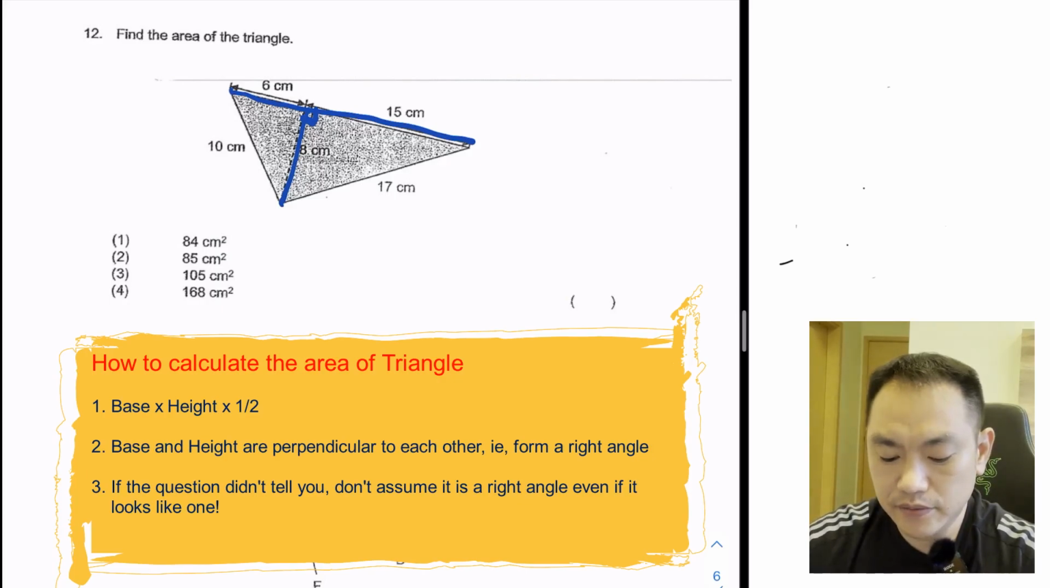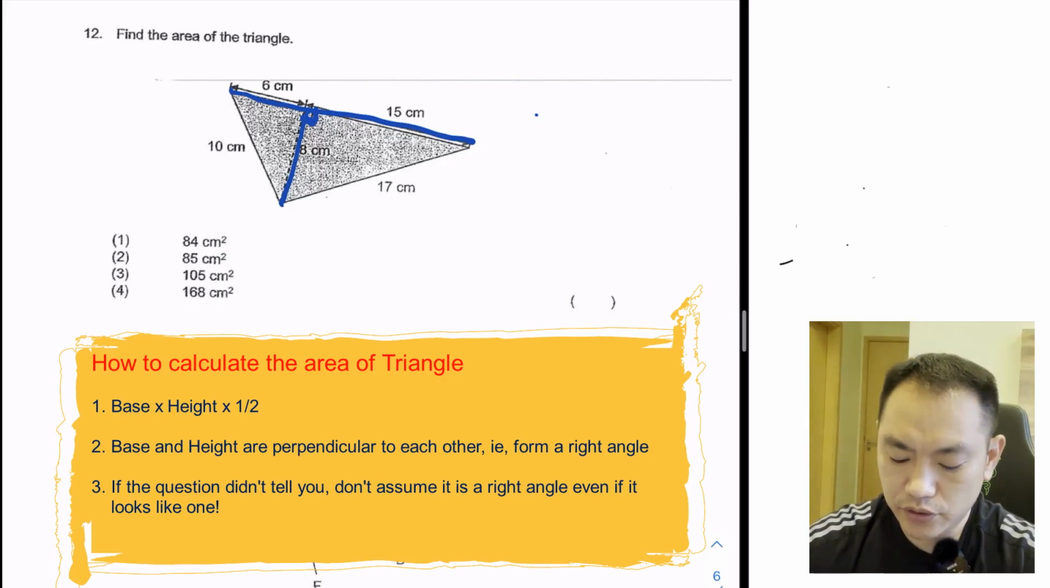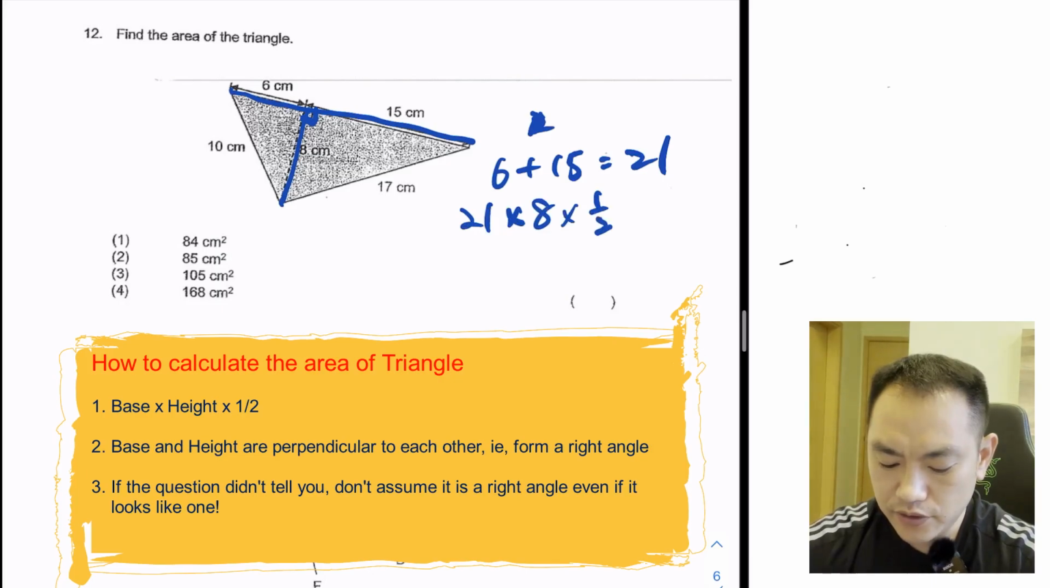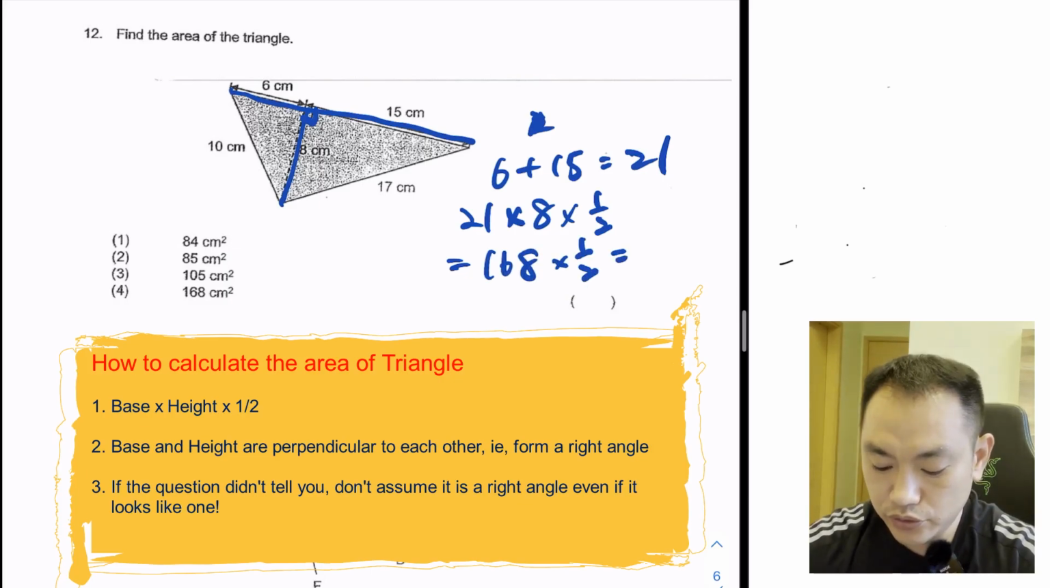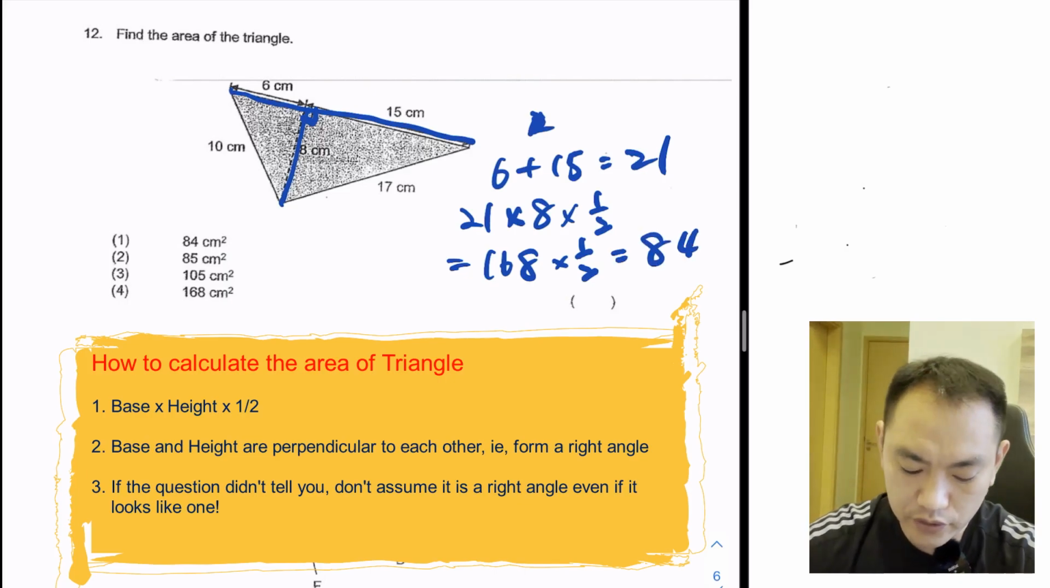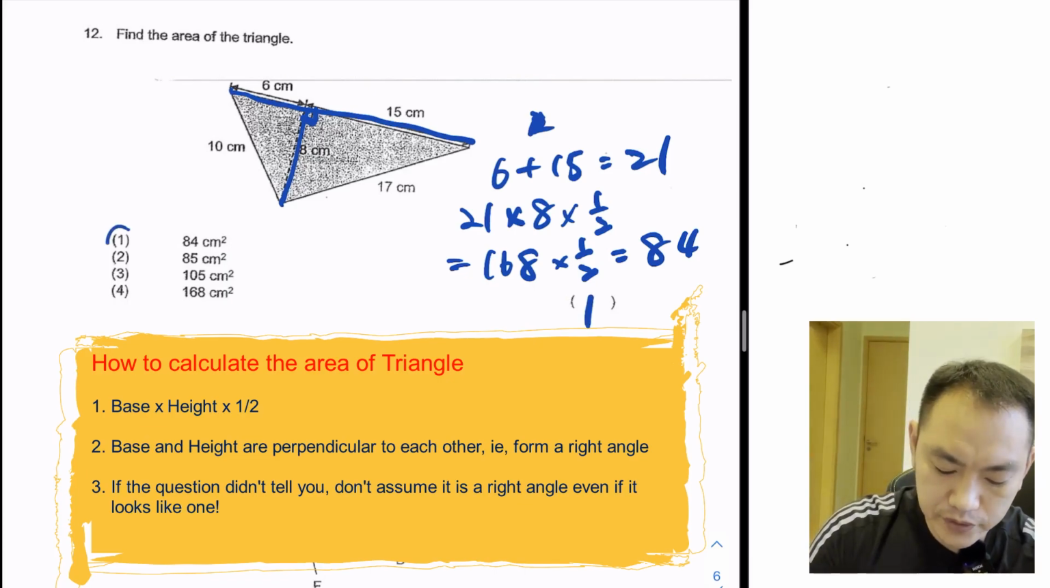So the base is 6 plus 15, which is 21. So the formula is 21 times height times half. The calculation is quite straightforward. 21 times 8 is equal to 168, times by half equals to 84. Okay, so that's basically the answer. 84, so the answer is 1 here.